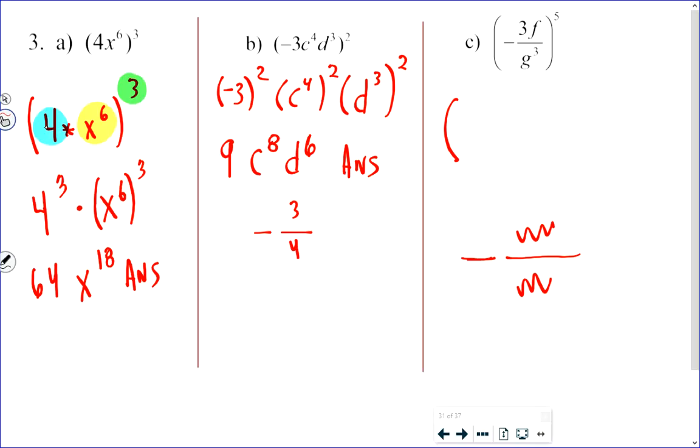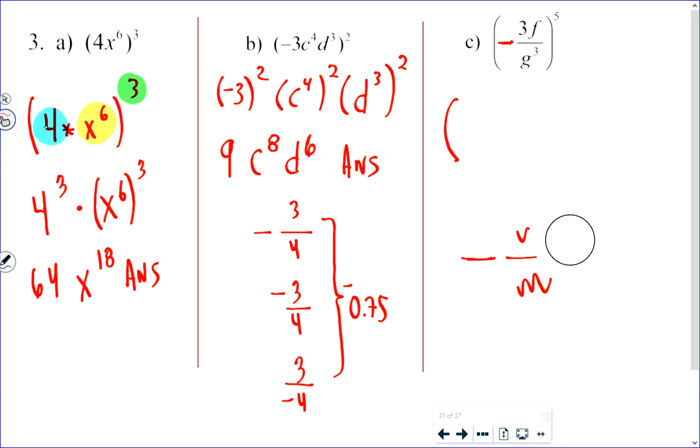3/4, or negative 3 over 4, or 3 over negative 4, they are all equal to negative 0.75. It doesn't matter where you put the negative. But putting it out in front, like where it is here, has problems. Lots of problems, but one that is fairly obvious is sometimes if it's out there in front, you don't see it.